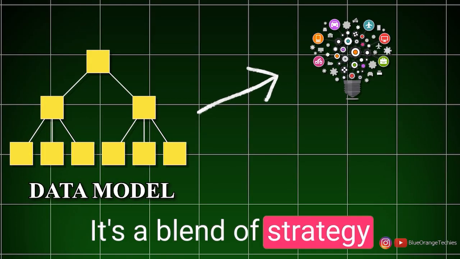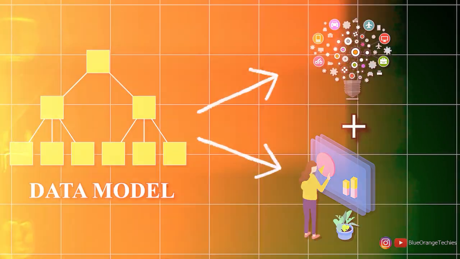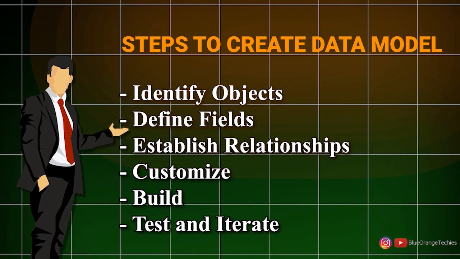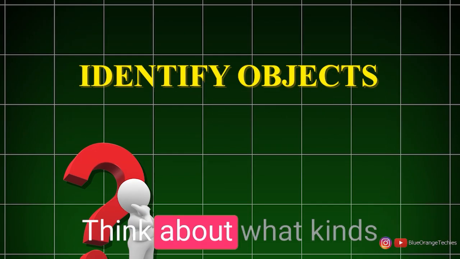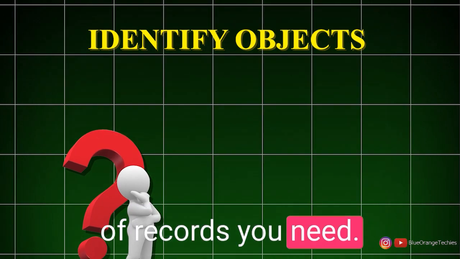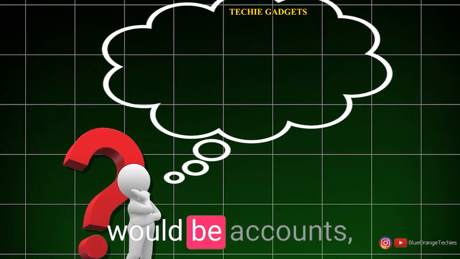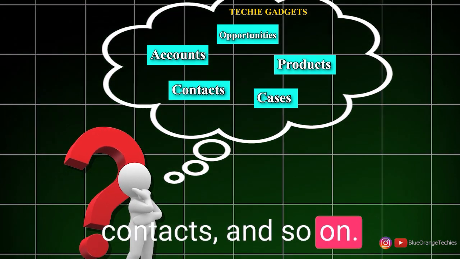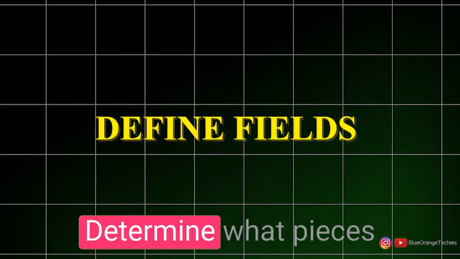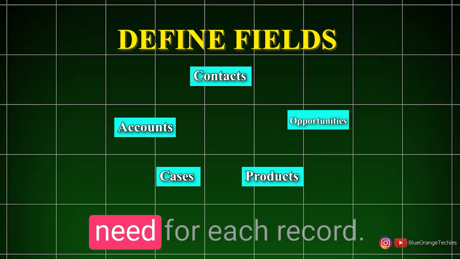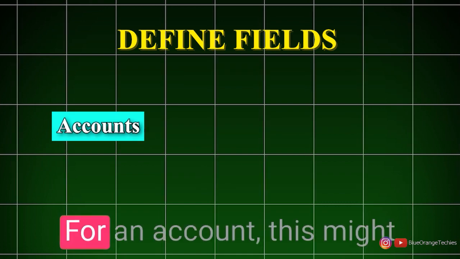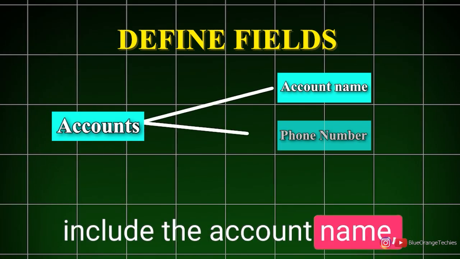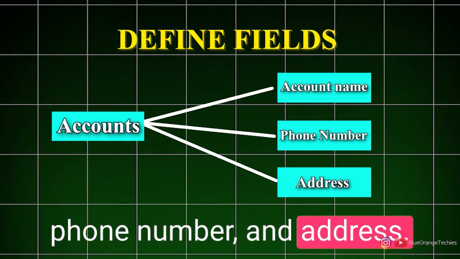Now, how do we create a data model in Salesforce? It's a blend of strategy and execution. Here are the steps. Identify objects. Think about what kinds of records you need. For Techie Gadgets, these would be accounts, contacts, and so on. Define fields. Determine what pieces of information you need for each record. For an account, this might include the account name, phone number, and address.